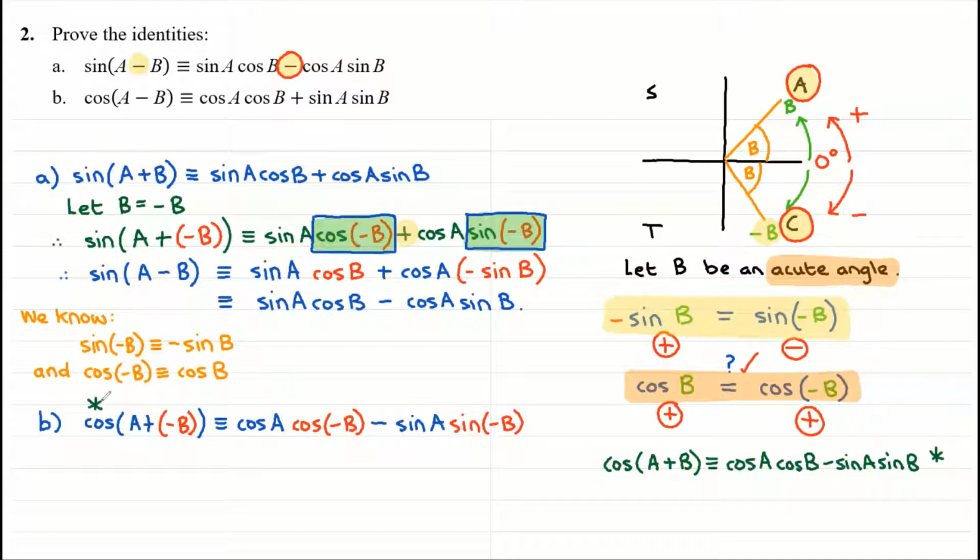Once again, we can just use those substitutions that we found from the CAST diagram. So cos of negative B is just the same as cos B, and the sine of negative B is a negative. So this is good. So I think we're going to get our result. So this is just going to be cos A. And remember, we can swap this for cos B. They are the same. Right there.